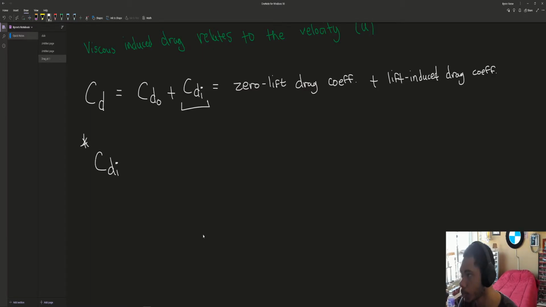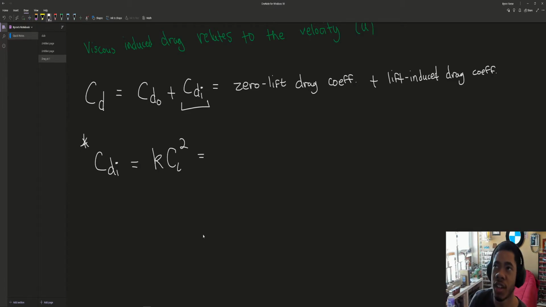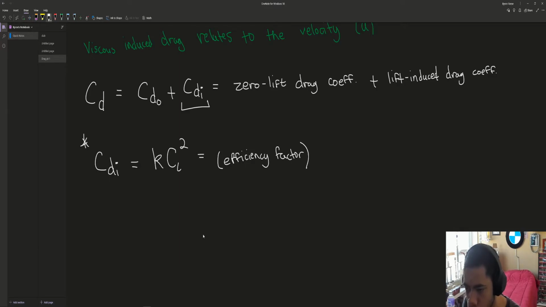CDI is going to be equal to this simple equation: K CL squared. We're going to relate to this as the Oswald... No, we're not going to. Not yet. Not just yet. We're going to consider this an efficiency factor, times the coefficient of lift, squared.